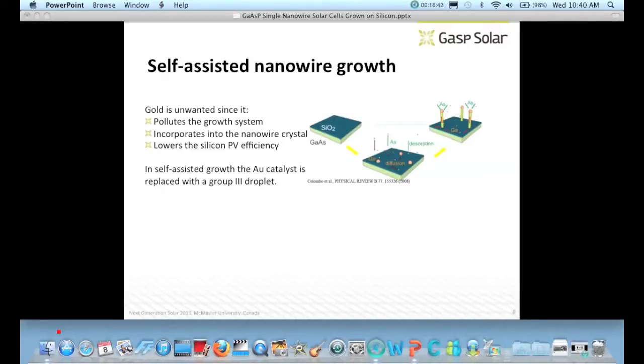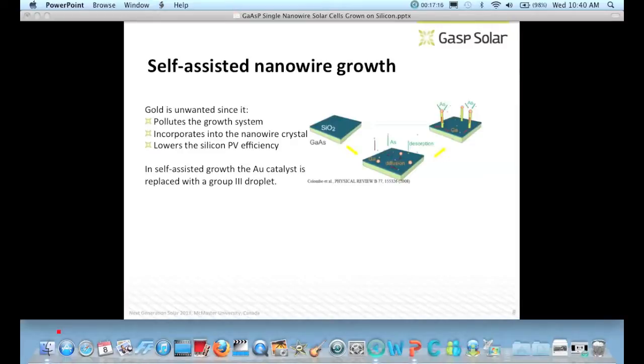Fortunately, the group led by Professor Anna Fontcuberta i Morral, who is now at the EPFL in Lausanne, spearheaded the development of a new growth method called self-assisted growth. Here you replace the gold catalyst, in this case for gallium arsenide nanowires, with a droplet of gallium. What they figured out was that they could take a gallium arsenide substrate and then deposit a nanometer-thin layer of silicon dioxide on the surface of this substrate.